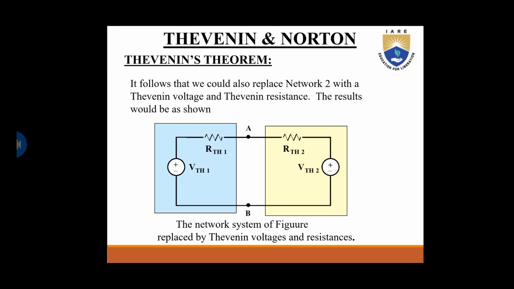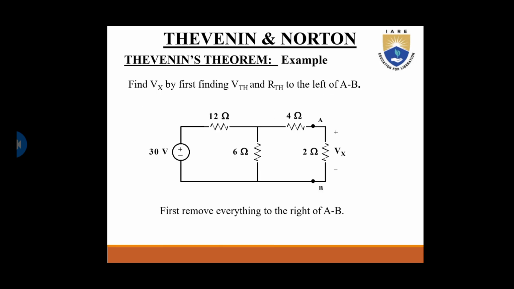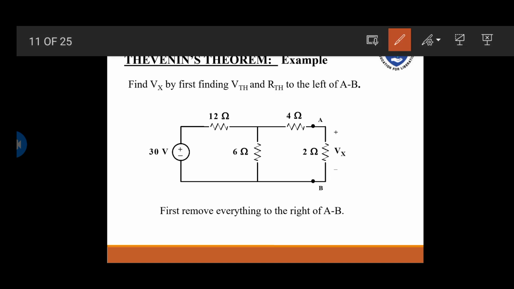It follows that we could replace network 2 with its Thevenin's voltage and Thevenin's resistance. The result would be this. If you follow the same procedure for network 2, you can get VTH2 and RTH2. The network system of the figure is replaced by Thevenin's voltage and resistance. Now let us solve an example to find VTH and RTH. Theory will be over, so you can easily understand how to find Thevenin's voltage and resistance.